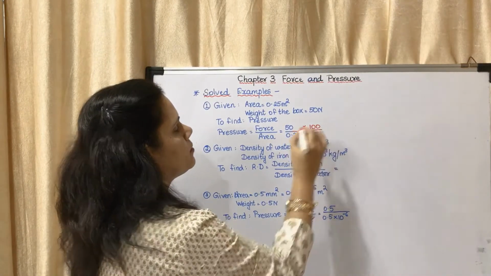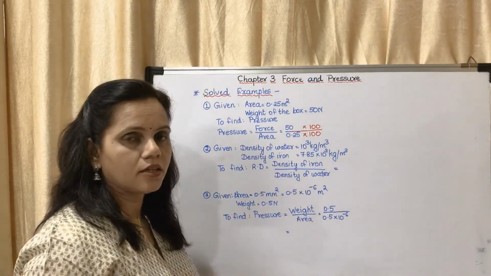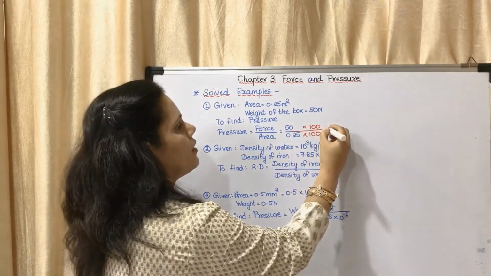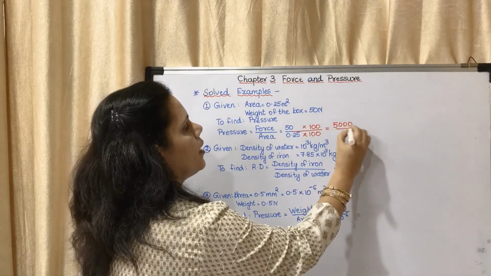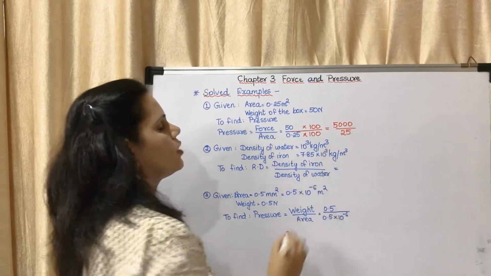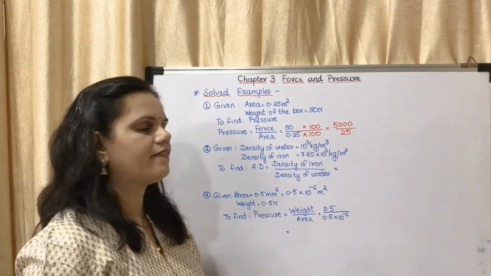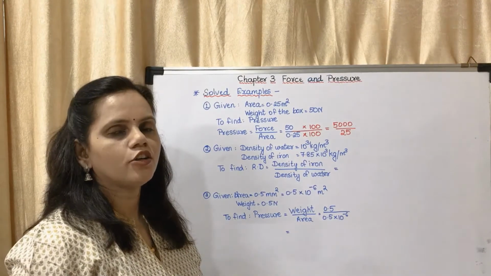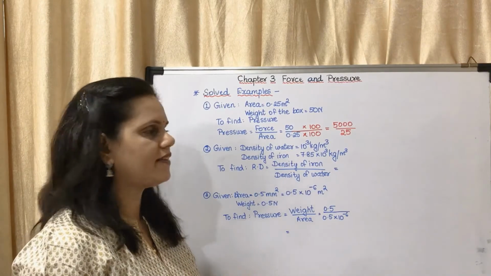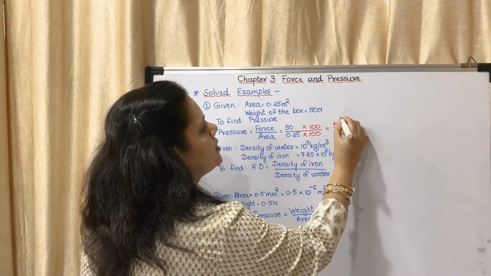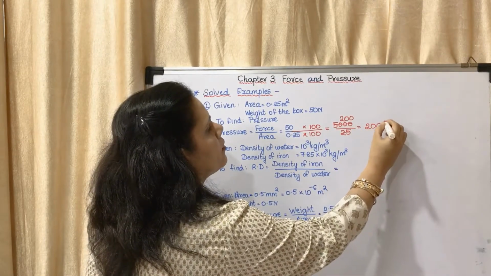So the equation becomes like this. Now 50 into 100, you cannot cancel it because you are deriving something. So this becomes 5000 upon 25. When you multiply it with 100, the decimal goes. Now you may cancel it with 5, or cancel it with 25 itself. So you will get 200. So this will be equal to 200 Pa.